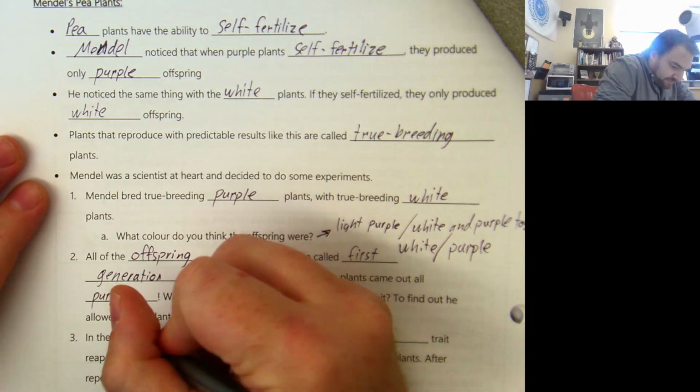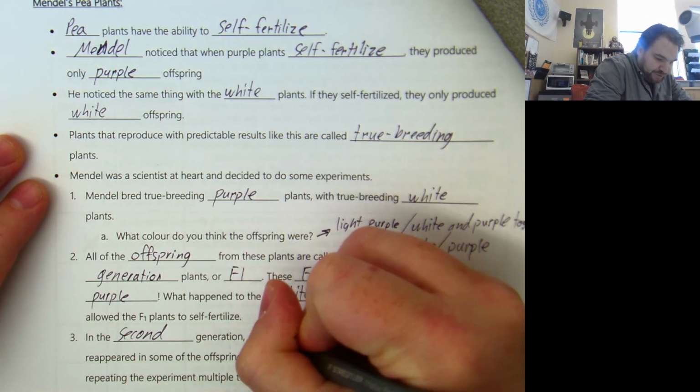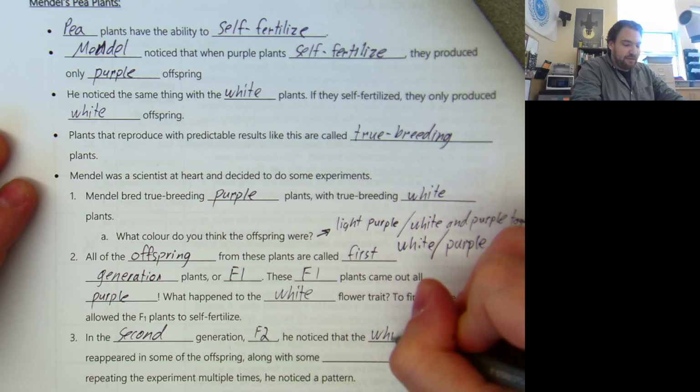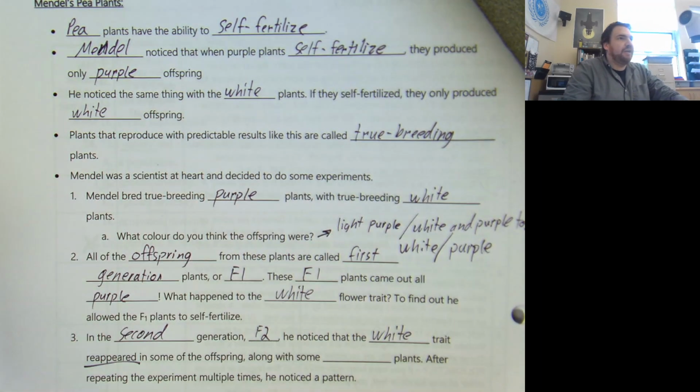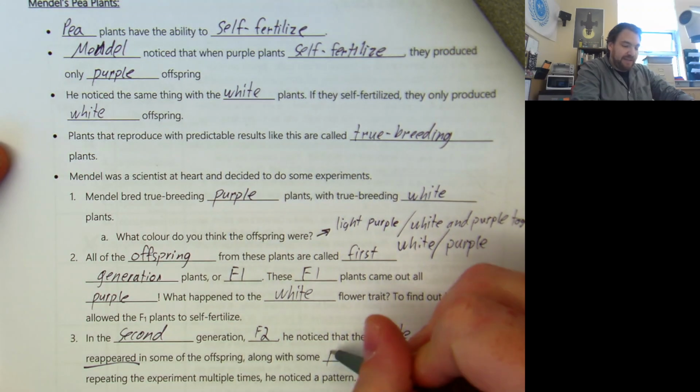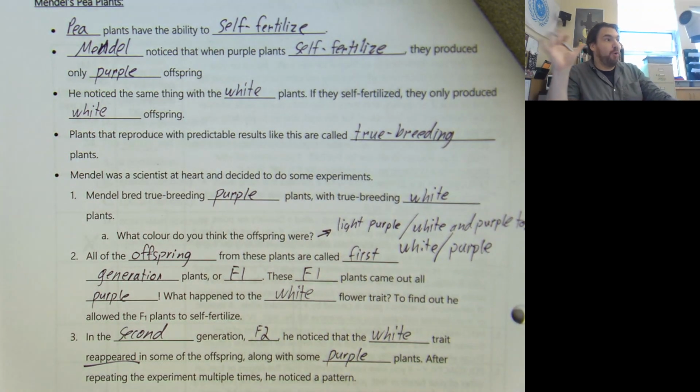In the second generation, F2, what he noticed was that the white trait, underline this word, reappeared. It showed up again. Even though he had purple flowers self-fertilizing, white came back, which is weird. Not a result that perhaps was expected, along with some purple plants. So both traits showed up again. Even though all of F1 was purple, in F2 white came back and purple was present.